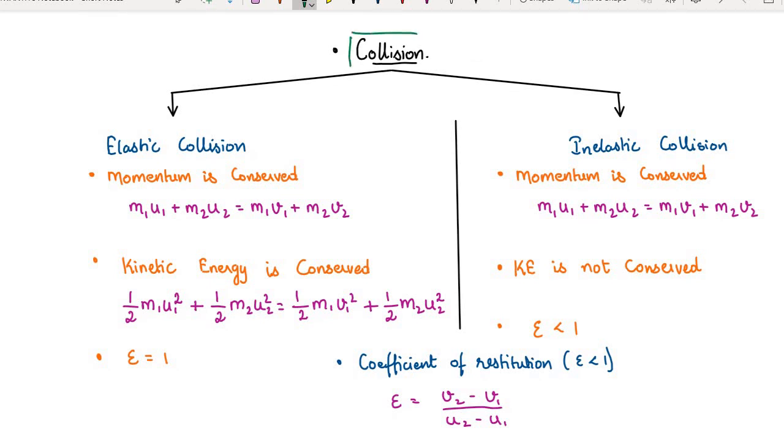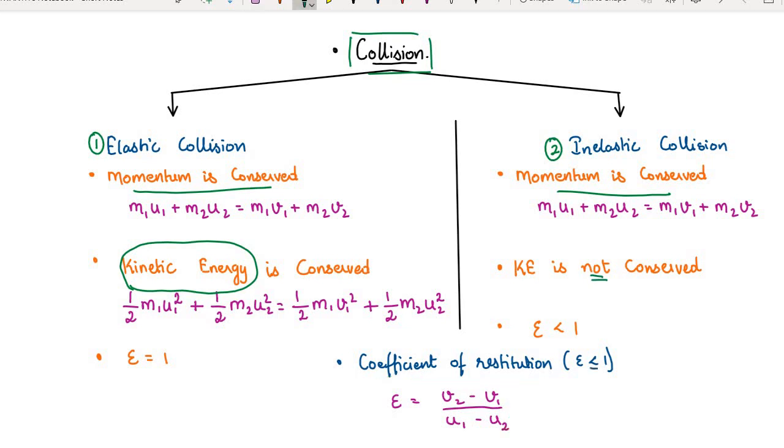Now let us end this revision with different cases of collision. The first type of collision is elastic collision, and the second type of collision is inelastic collision. In both types of collision, the momentum is conserved, but the kinetic energy is conserved only in elastic collision, not in inelastic collision. Now there is a term known as the coefficient of restitution. It is defined as the ratio of the difference between final velocities to that of initial velocities. This coefficient of restitution is equal to 1 for elastic collision and less than 1 for inelastic collision.